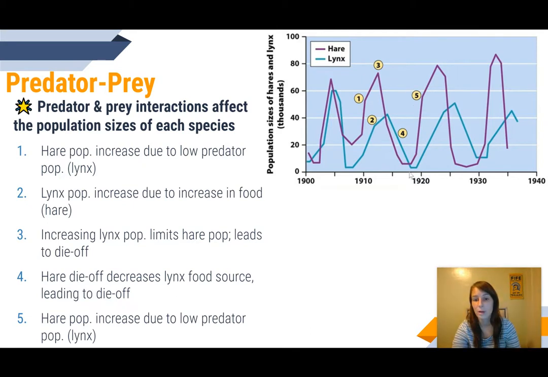And then number 5, we're going to do it all again. When the lynx numbers are low, the hare numbers are going to go up. And then you see that this cycle just continues itself. This is typically what we see with a predator-prey graph with the interactions that they have with each other. And again, this is because we have the limiting factors of predation or food, depending on which species we're looking at.